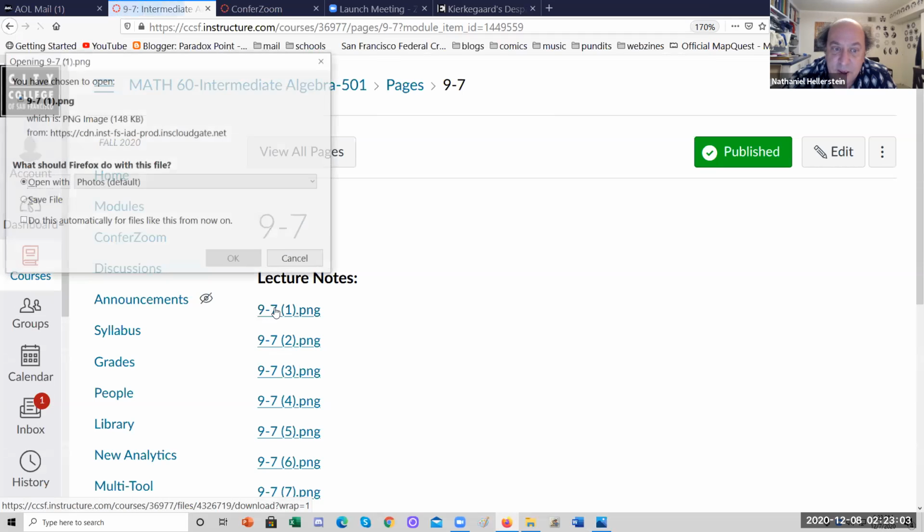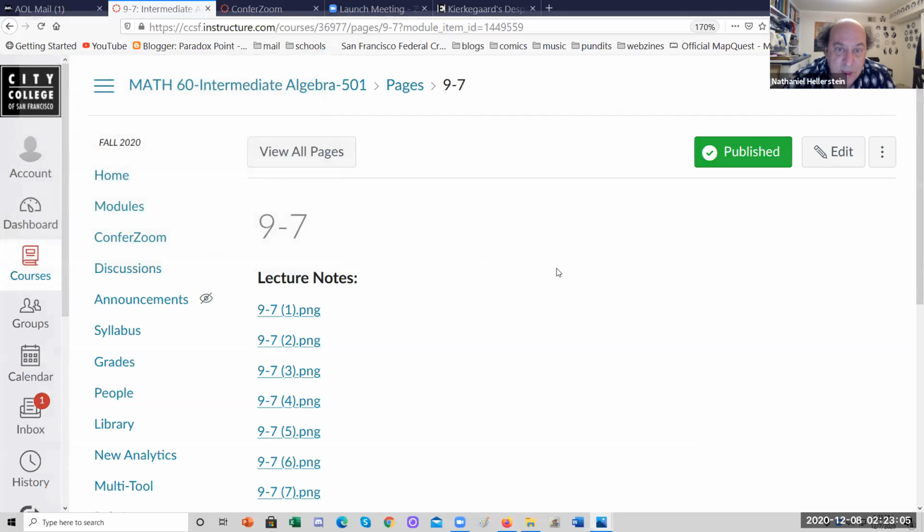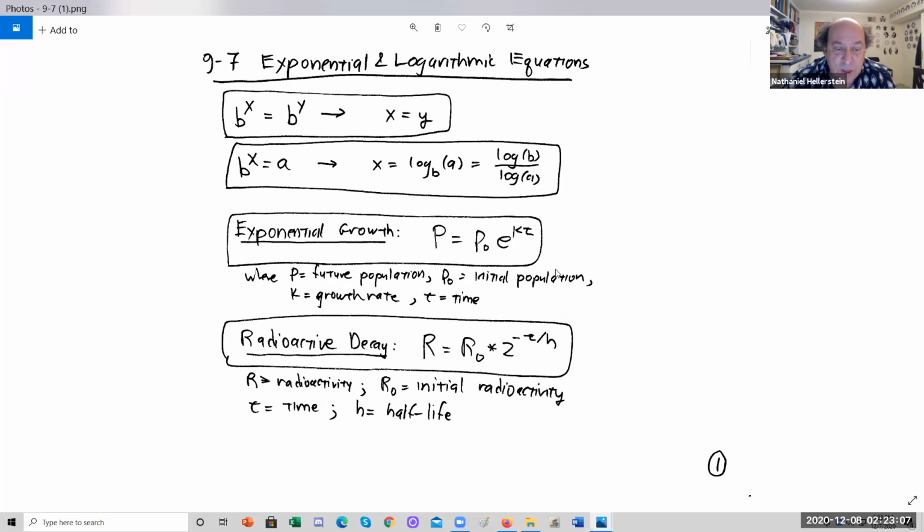7 is about equations, solving exponential and logarithmic equations. Here we have b to the y equals b to the x. If the bases are the same and these are the same, then the exponents must be the same. Now you can see that by taking log base b of both sides.